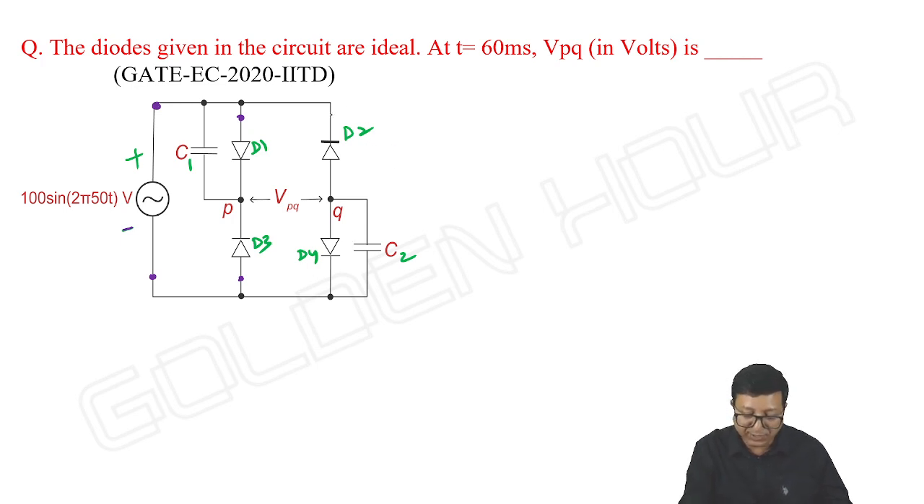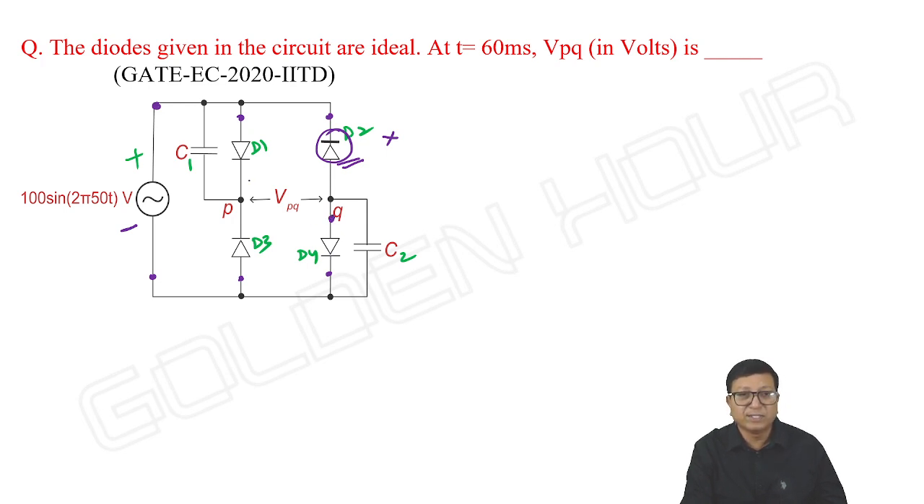D2, if you see, its cathode is connected to the positive terminal of the supply, so D2 cannot conduct. And D4, its cathode is connected to the negative terminal of the supply, it is ready to conduct, but D2 doesn't allow D4 to conduct, because once it is open circuit, it is open. Where is the path for D4 to conduct?